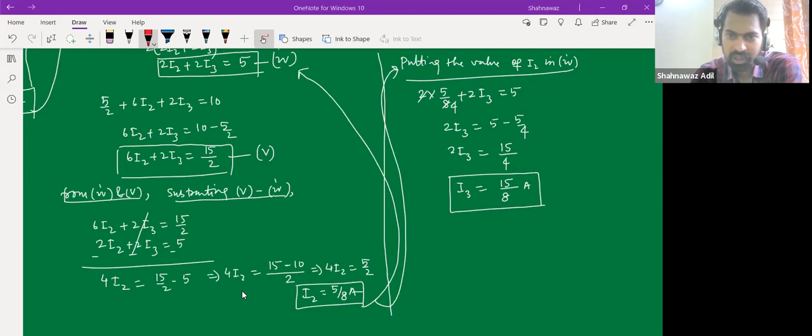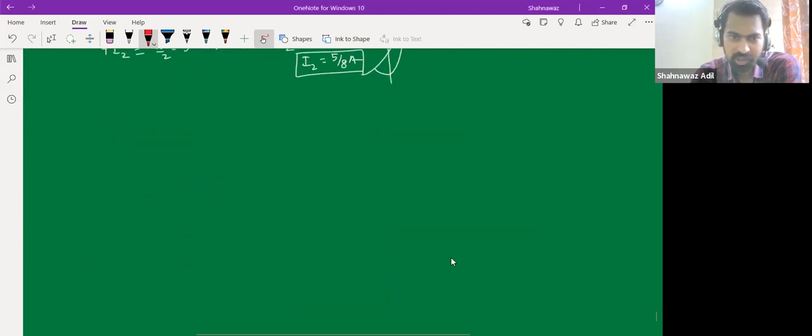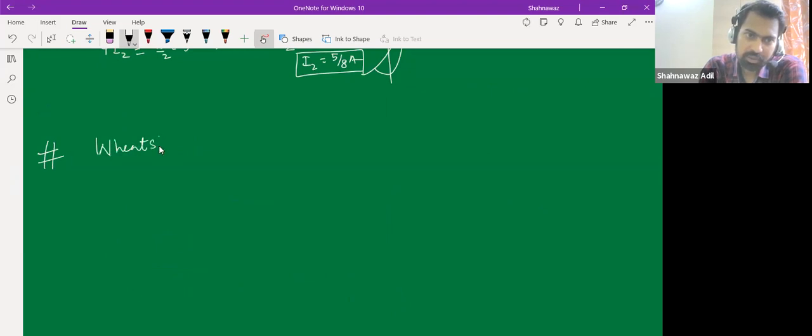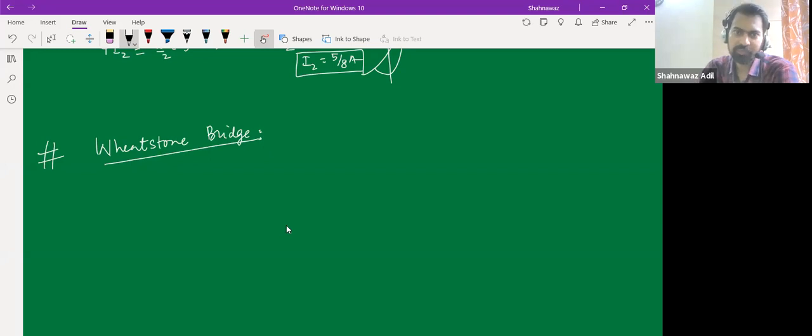Okay, so the last topic of this chapter, and this is also important. Very last topic. So what is this Wheatstone Bridge? The construction we will understand.